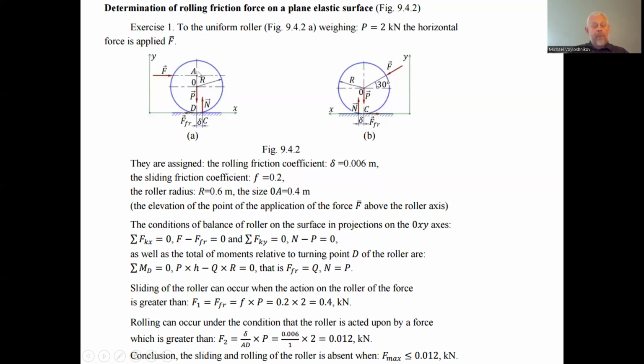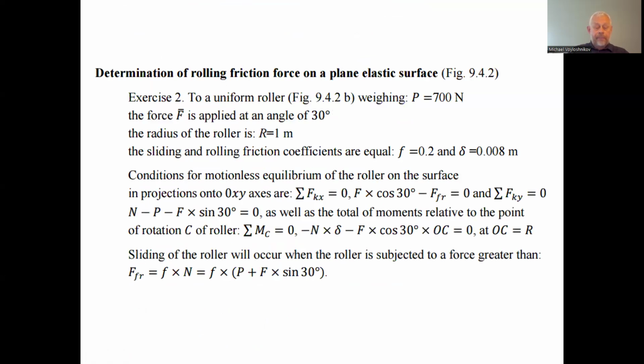Next exercise, we will have for this one scheme of figure 942b the force application, force F at an angle of 30 degrees. So this force increases the support reaction as well, not only the weight, but the vertical component: F multiplied by the sine of the angle of 30 degrees will be the vertical component of the force F, and the horizontal by the cosine of this angle. But let's consider the data for the second exercise.